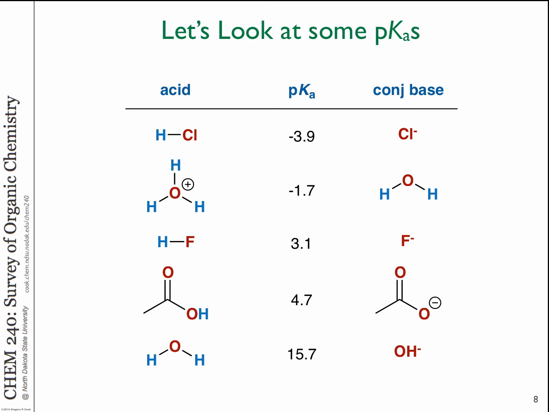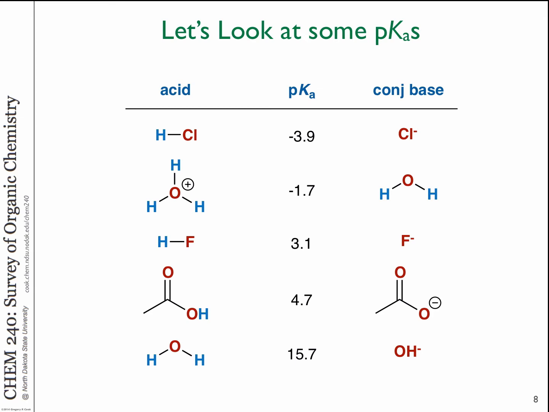All right. So here, for example, on this slide and the next slide, I'm showing you several different acids from most acidic to least acidic. So in this case, HCl has a pKa of minus 3.9. It's a very strong acid. It easily gives up that proton, donates that proton towards a base. Okay, even a weak base like water.